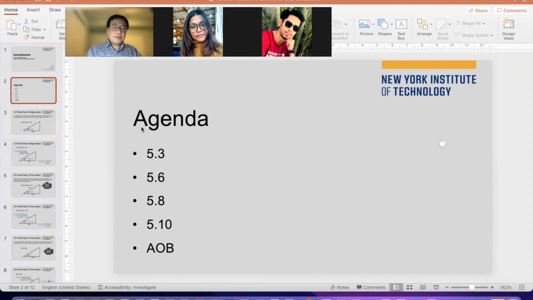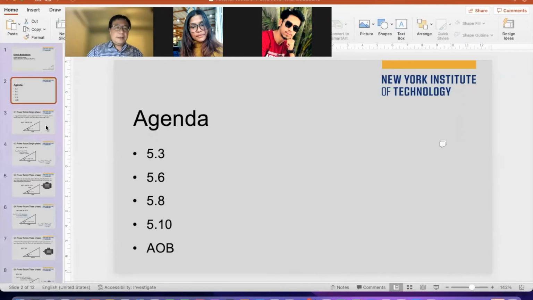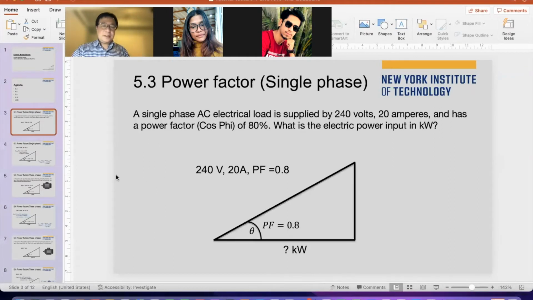Now, I believe 10 minutes is already enough. It's enough for us to go over the power factor. So today I also have another tutorial about the power factor. As I remember, in the last tutorial, we also touched on some questions on that.